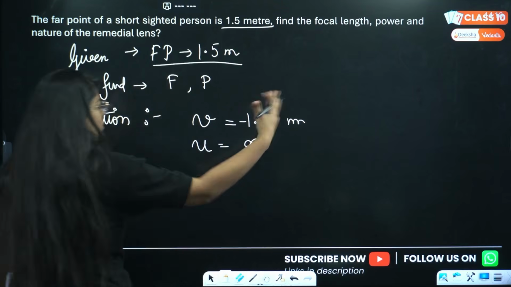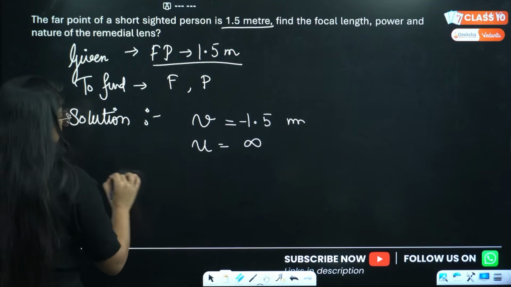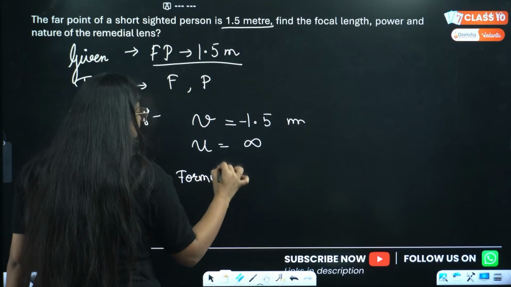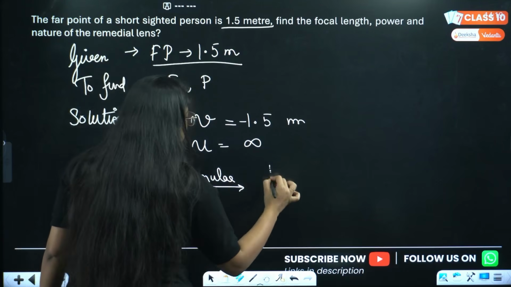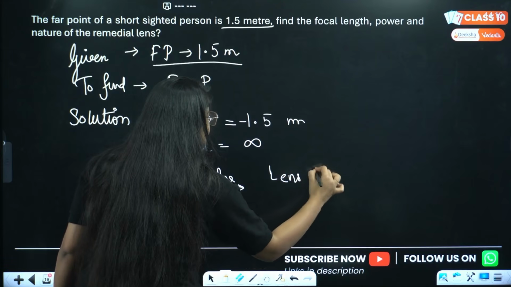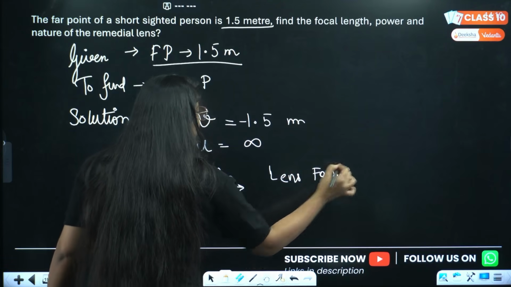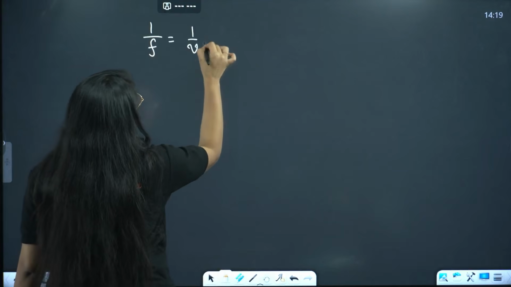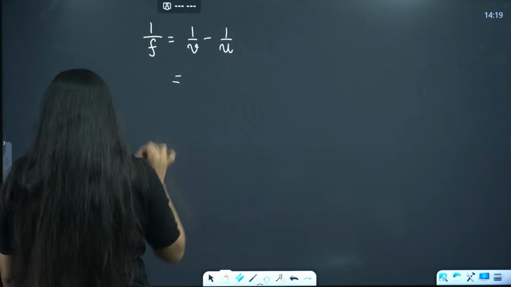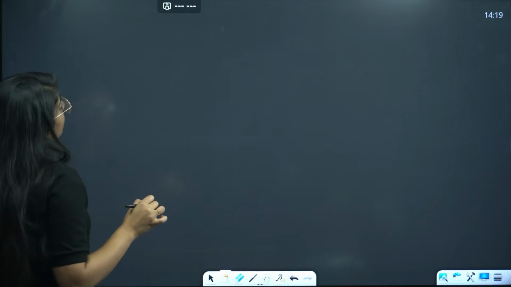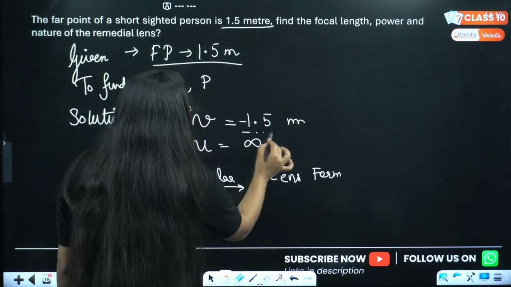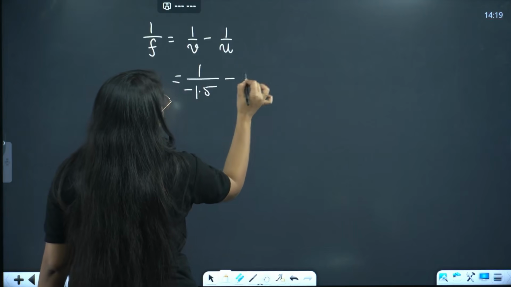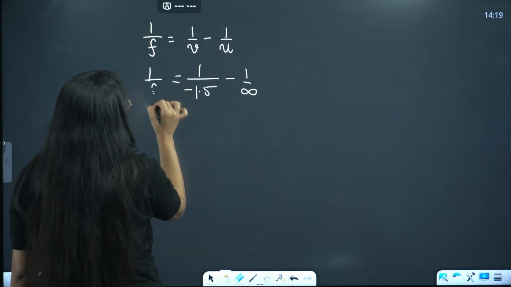Now whether it is negative or positive doesn't matter. So I have to find power. Again, the solution formula, write with proper presentation. The formula is the lens formula, right? Lens formula is 1 by f equals 1 by v minus 1 by u. 1 by v is minus 1.5, minus 1 by u, which is just infinity.